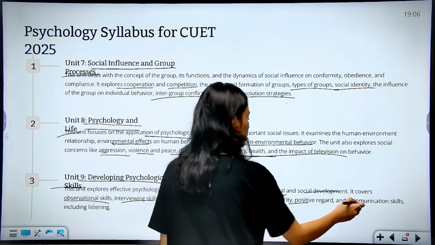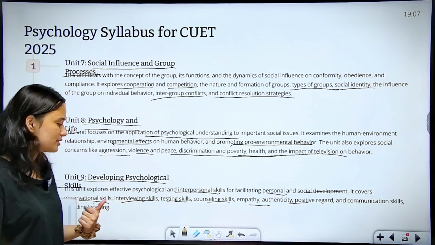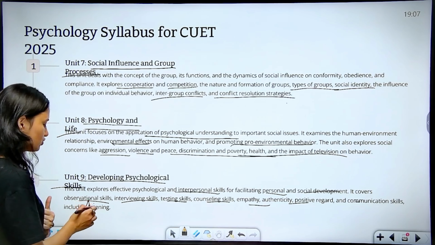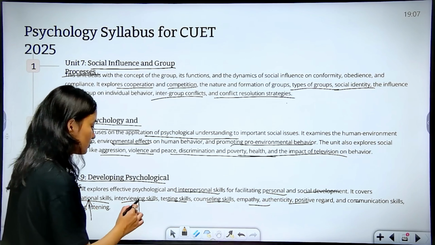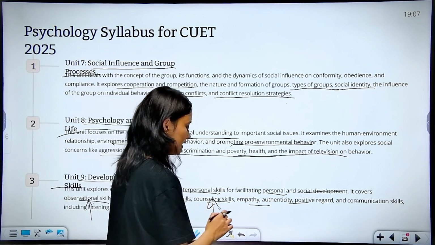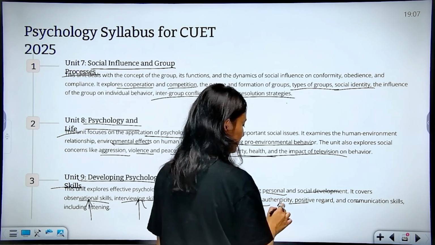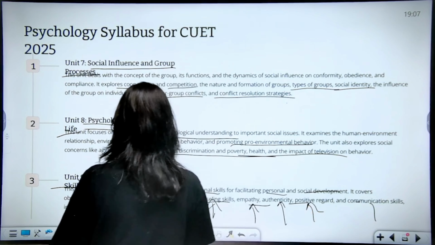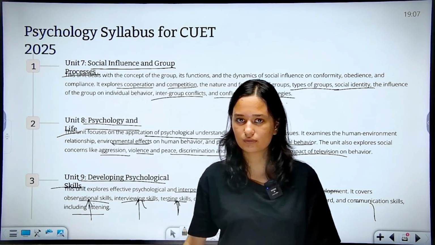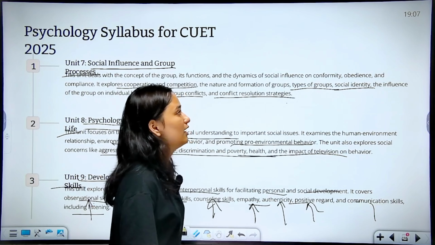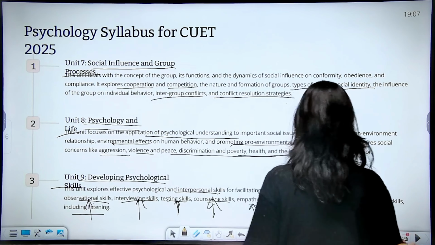It does not mean that you necessarily need to be a psychologist to apply these psychological skills. You can be a normal person. You can use the psychological trick of observation to observe certain people's behavior. You can interview people, test, counsel, you can help your friend, show empathy, authenticity, positive regard, communication, including listening skills. So these are all the units that we have in class 12th NCERT psychology.